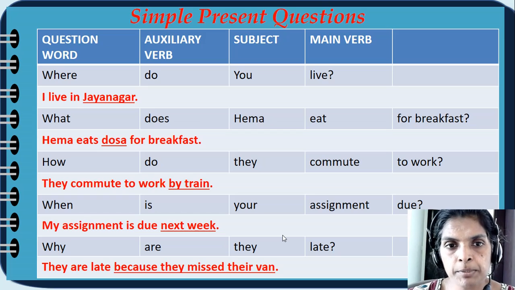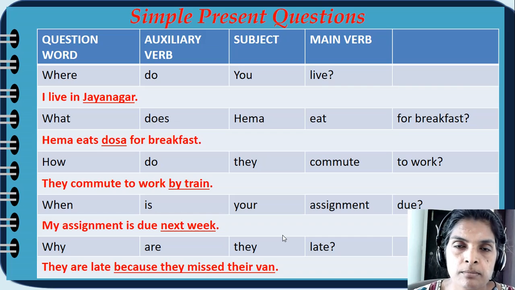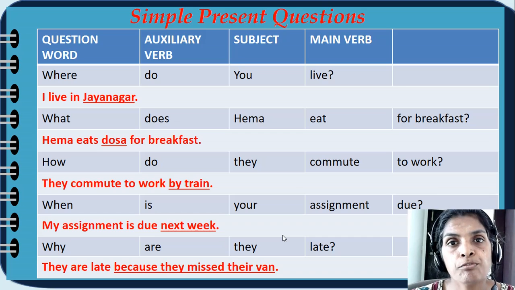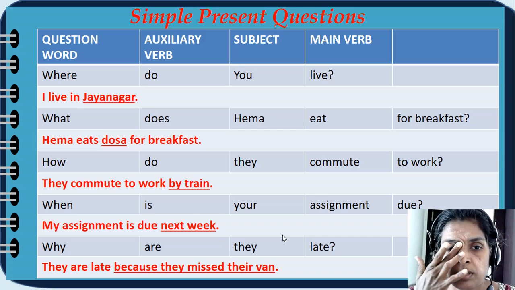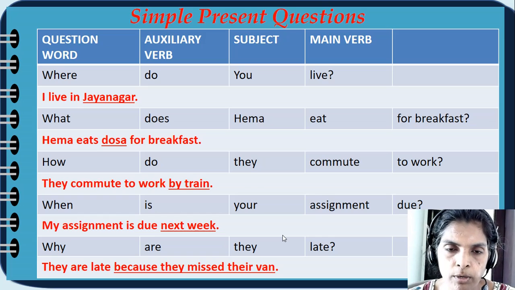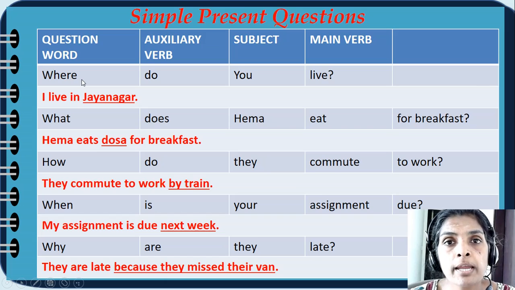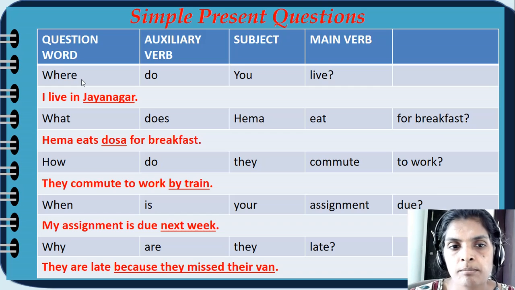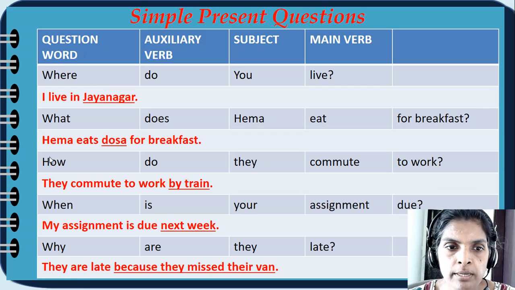Now we'll come to some examples, and here I'll be giving you only simple present just for better understanding. Okay, where do you live? See, that is the question. Here we are learning how to frame questions for the words which are underlined. Okay, so which is the WH word here? Where. So for any place, if you want to know the place, you have to ask where. Okay, so where do you live? The answer is I live in Jayanagar.